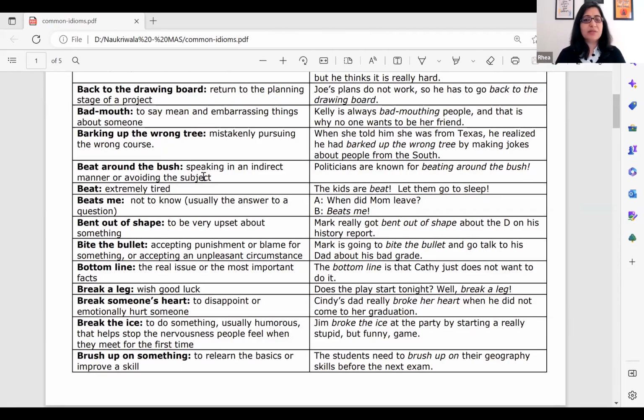Moving on, beat around the bush. I think this is a pretty common one, which basically means talking round and round the same thing again and again in different ways. So politicians are known for beating around the bush. Even in case of interviews, you would have noticed when we are nervous, when we don't have proper answers, we keep talking the same thing, framing the sentences in a different manner, right? So that's called beating around the bush.